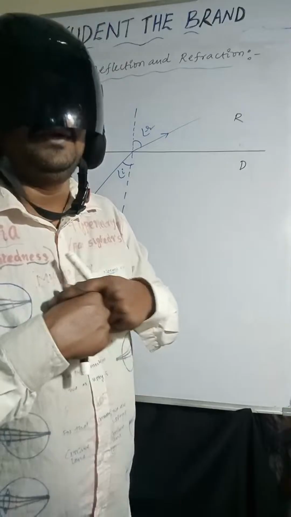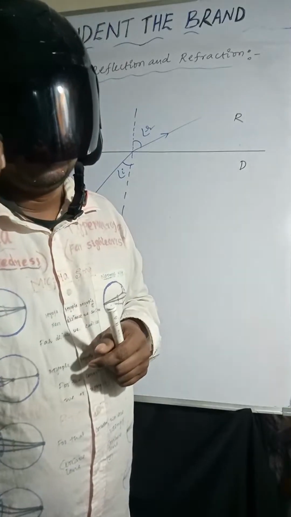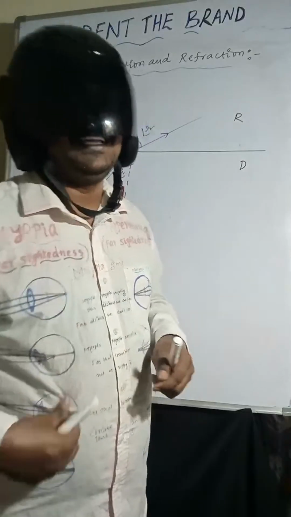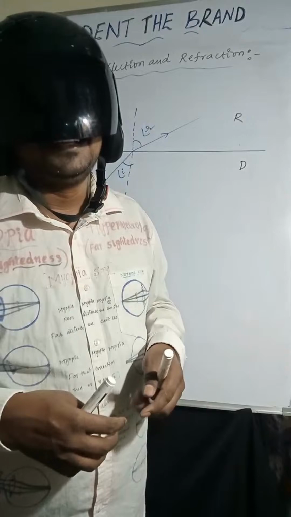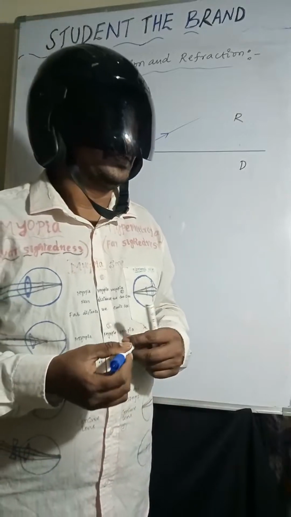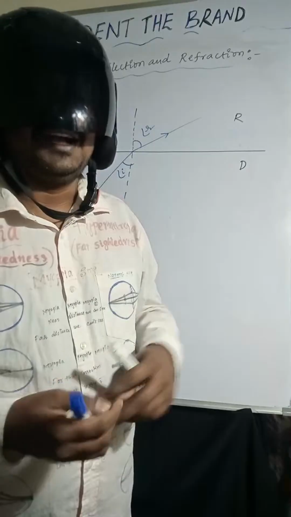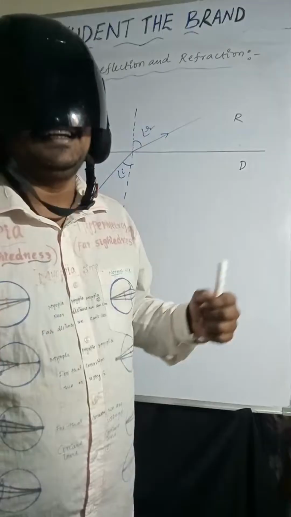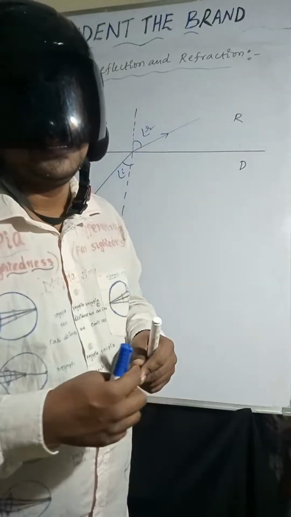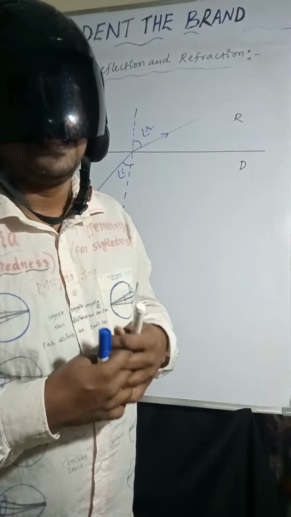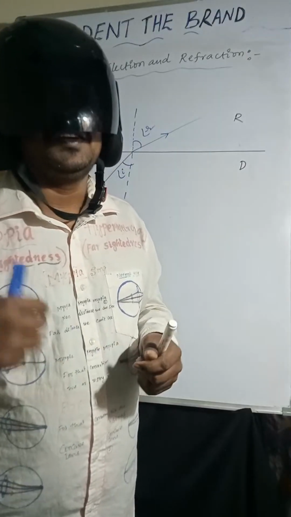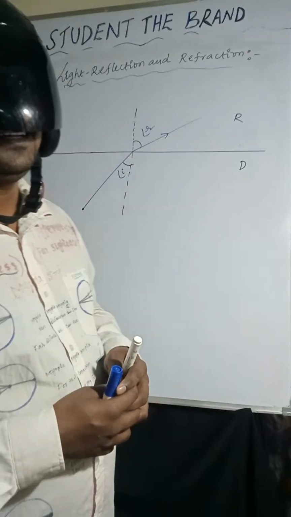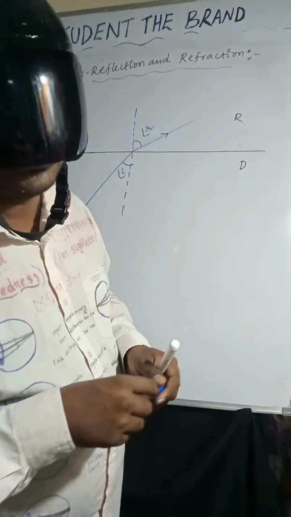Why are you wearing a helmet? This is a part of the teaching. You can see my shirt. Not only a person, even a shirt can teach physics. My shirt is also teaching physics to you. The helmet is a part of the physics.